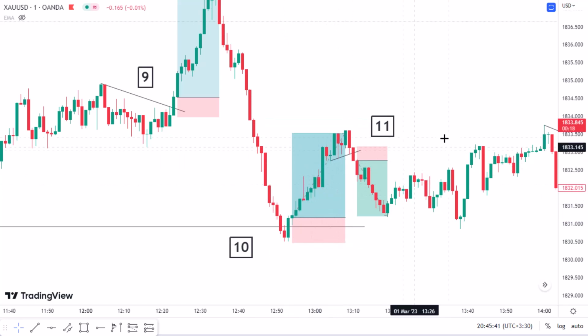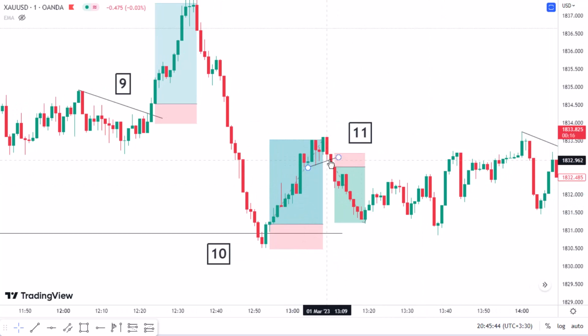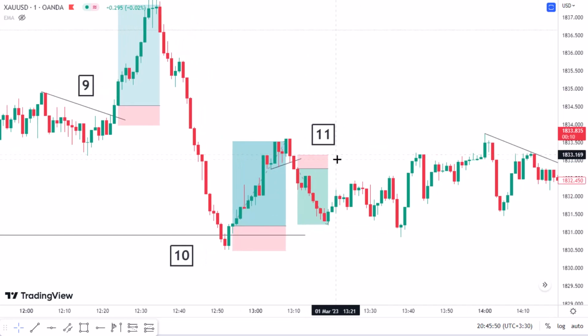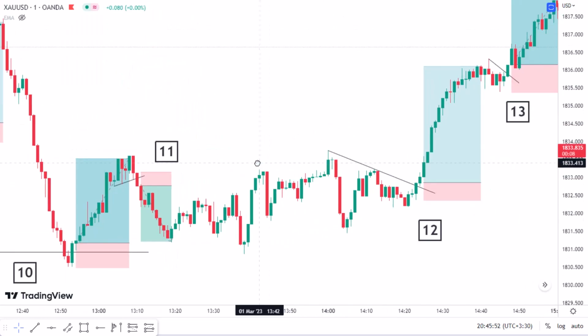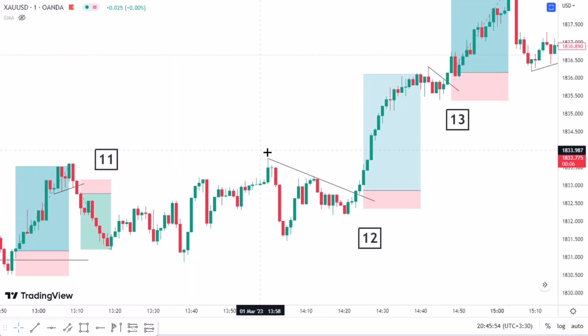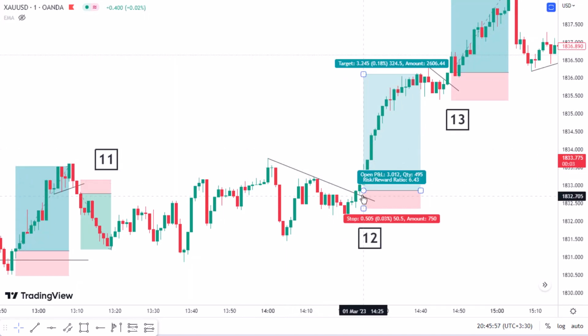it gives us a reward of 3.3. On trade 11, we have a trend line here with 3 touches, and the first time it breaks it here, we enter the sell position, put our stop loss above the candle, and it gives us a reward of 4.